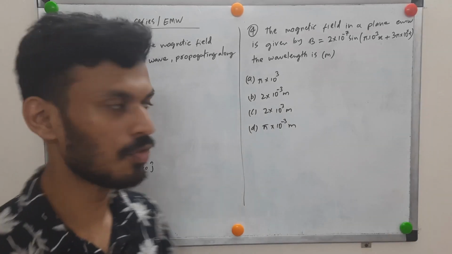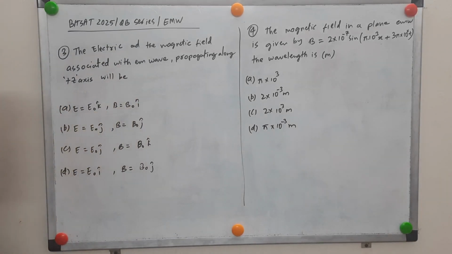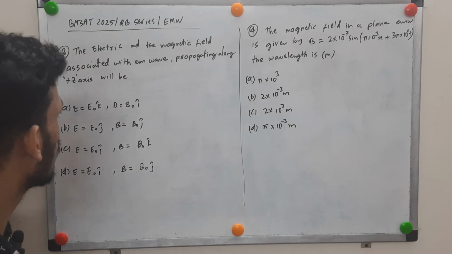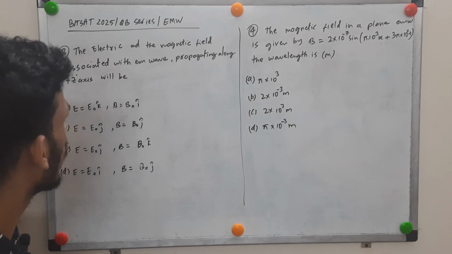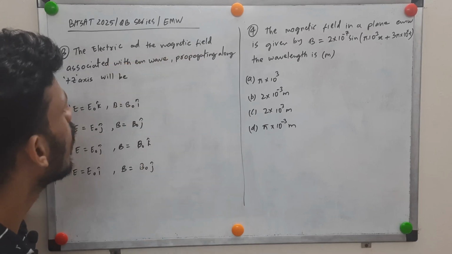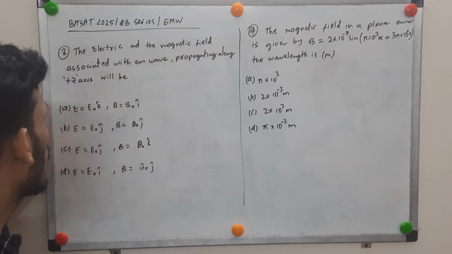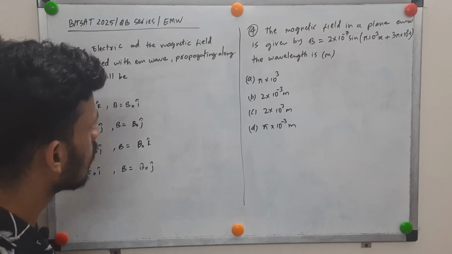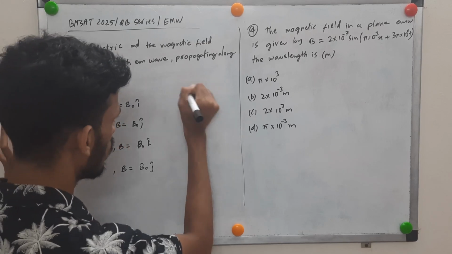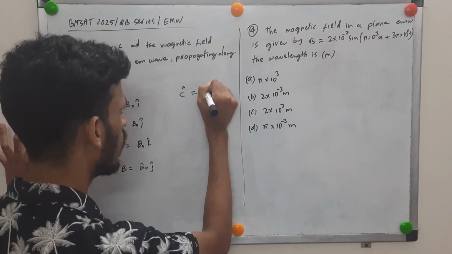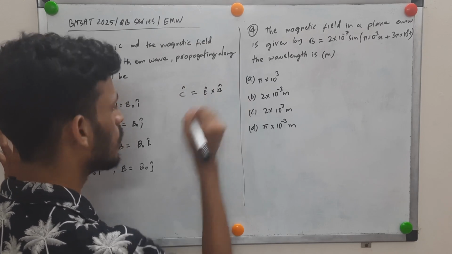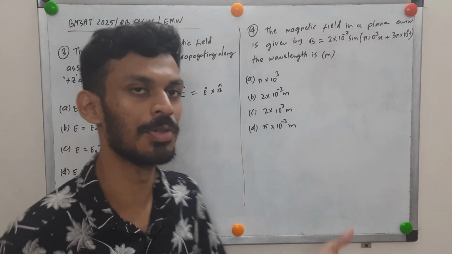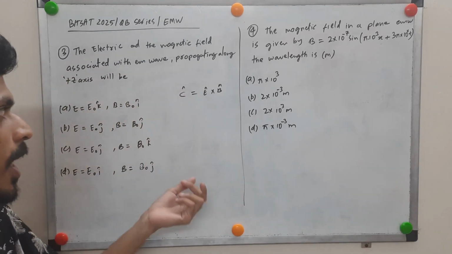Discuss question 3 and 4 over here. In question 3, we are asked for the electric field and magnetic field associated with a wave which is propagating along the positive z axis. The formula for this is c cap is equal to, this is for direction only, please don't use it for magnitude. That's why I'm using unit vectors. Don't use this formula for magnitude.